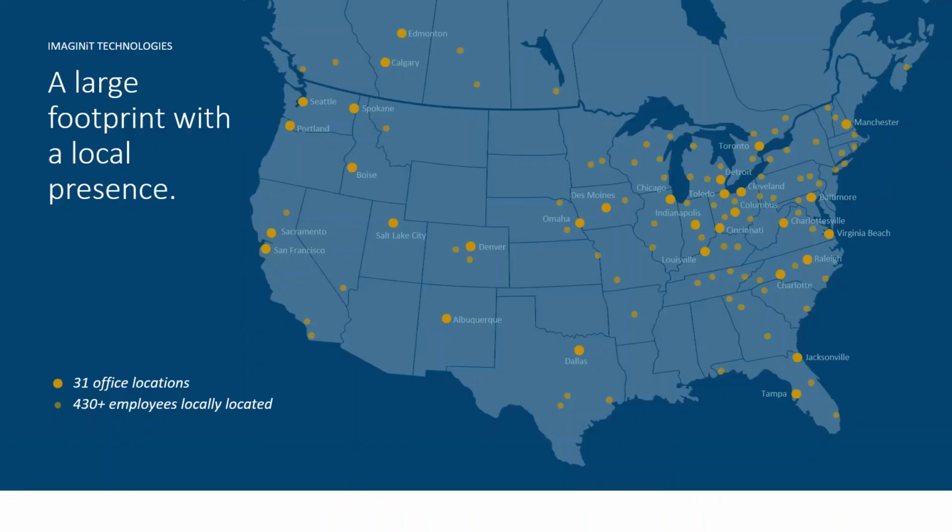On the next chart, you'll see this is all the breadth of IMAGINiT, specifically the larger dots are our office locations as well as our employees. We're over 430 employees across the US, so we definitely have a good coverage model, and definitely we're looking forward to working with you.